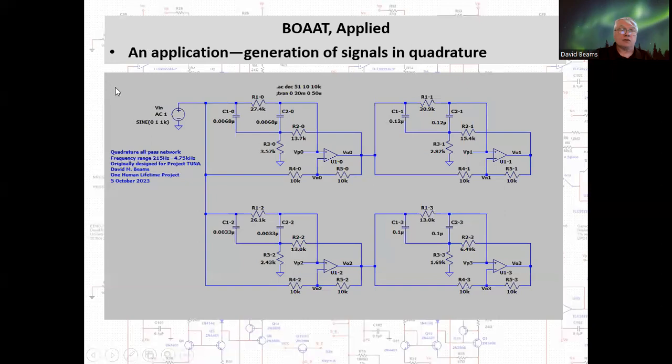You take one sinusoidal input source and you produce two sinusoidal outputs, and the two outputs remain 90 degrees apart in phase over a fairly wide range of frequencies. In this case, with this design, the frequency range was from 215 hertz to 4.75 kilohertz. And this system consists of two parallel branches. Each branch consists of two cascaded two-pole all-pass filters. And with the values shown here, by the way, this is bonus circuit number 10 available for your download.